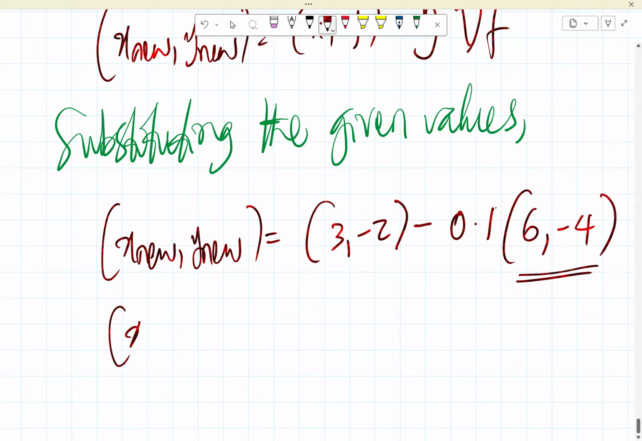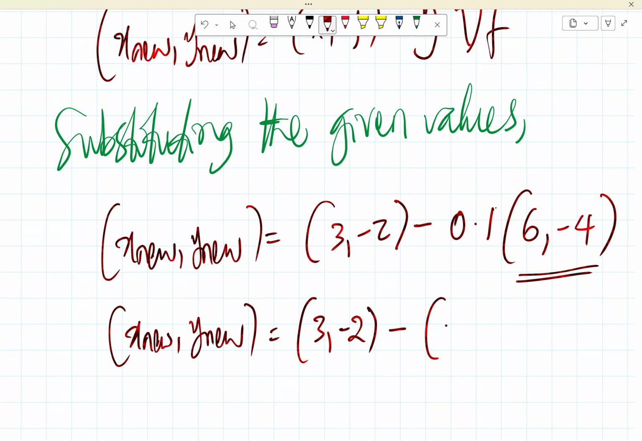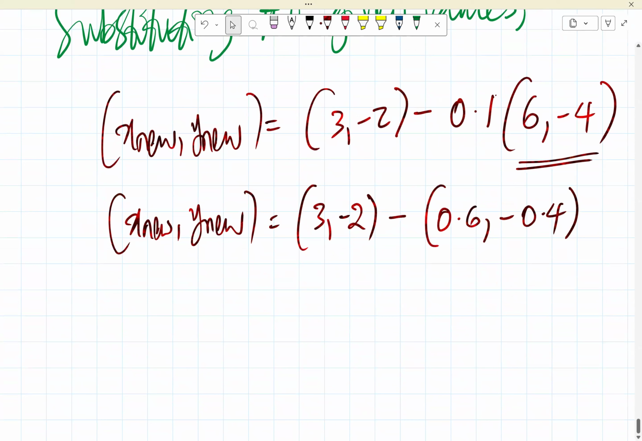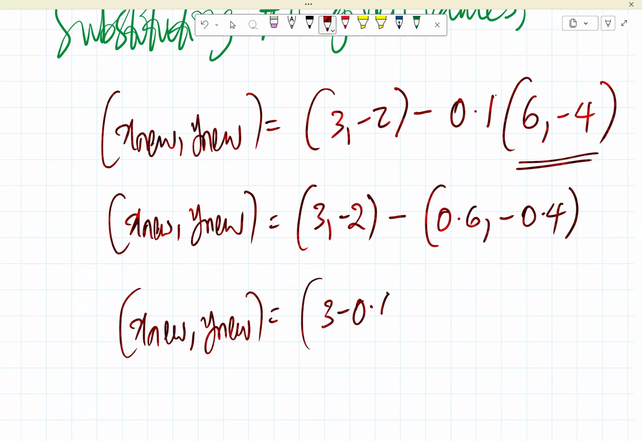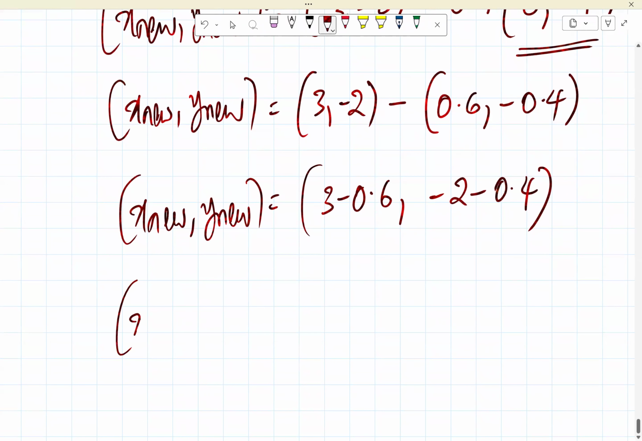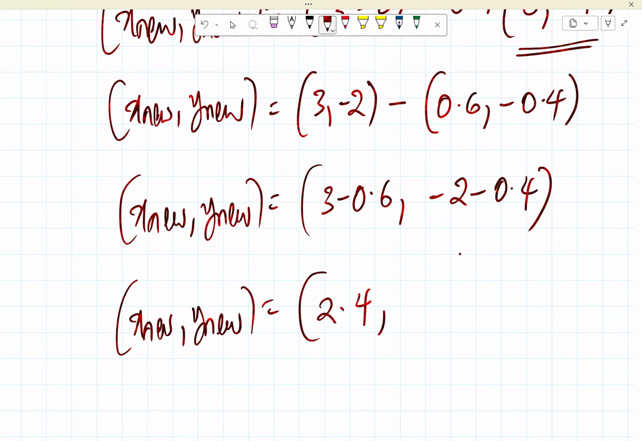So we can do this. x new, y new is equal to 3 comma minus 2 minus 0.1 times each of that, which is 0.6 and 0.4. So x new, y new is 3 minus 0.6 comma minus 2 minus 0.4. So 3 minus 0.6 is 2.4.